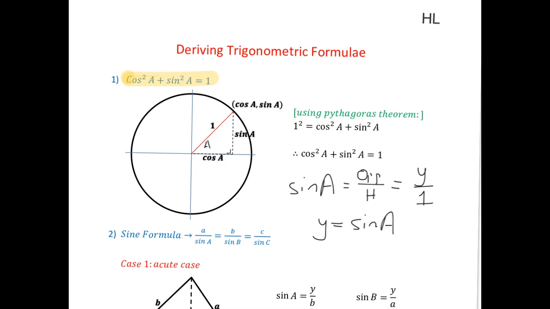So once we've done that, all we need to use then is our Pythagoras Theorem. So we know that Pythagoras Theorem says h squared is equal to o squared plus a squared. So filling in our o and our a as cos and sine, we get that cos squared A plus sine squared A is equal to 1 squared. 1 squared is just 1, so we have cos squared A plus sine squared A equals 1.